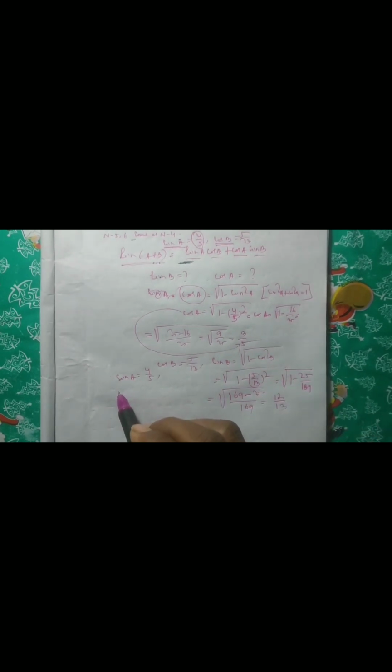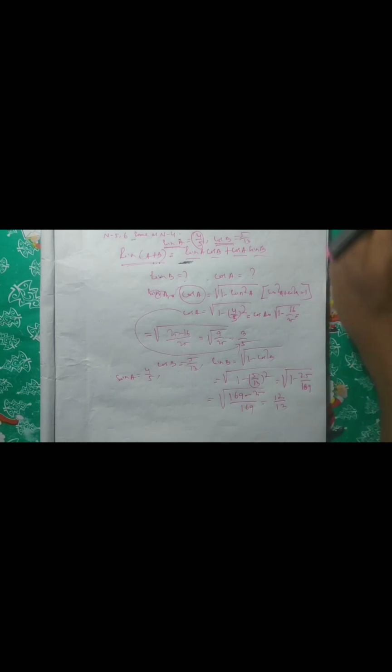Now we get the values sin A, cos A and sin B, cos B. So now sin A is 4 by 5, cos A is 3 by 5, cos B is 5 by 13, and sin B is 12 by 13. Okay, now we got our values.